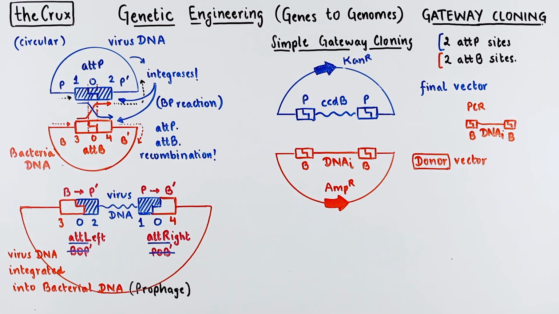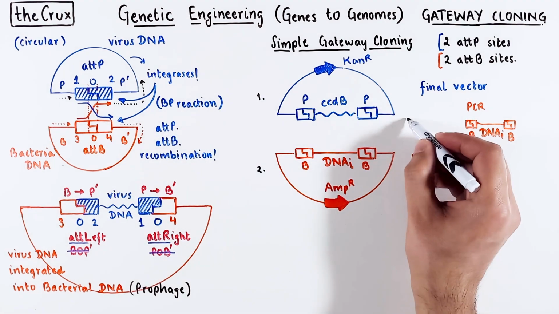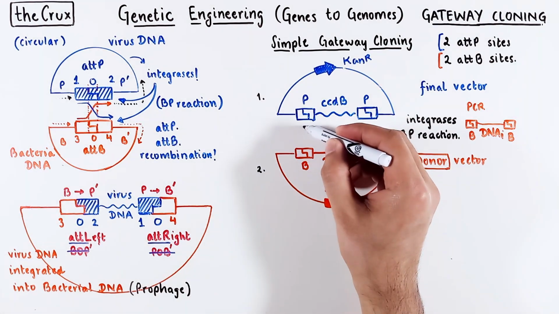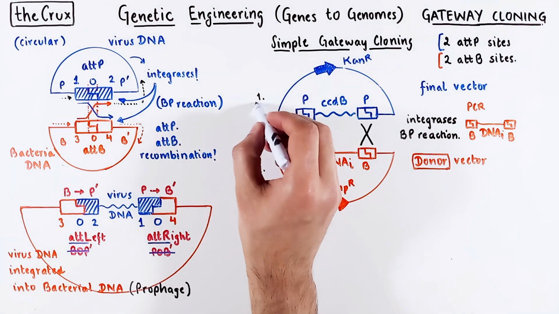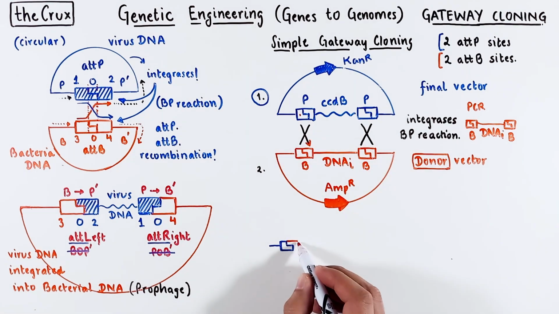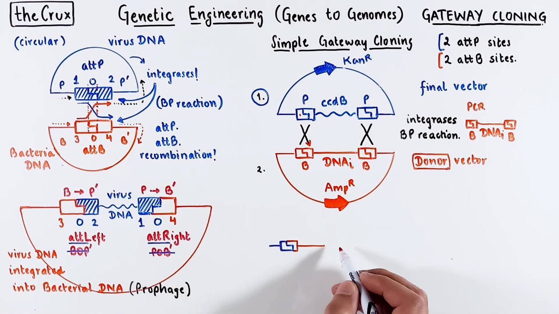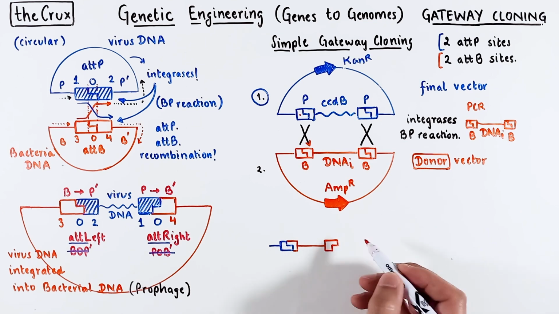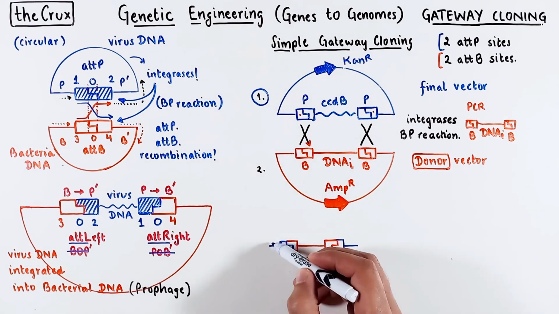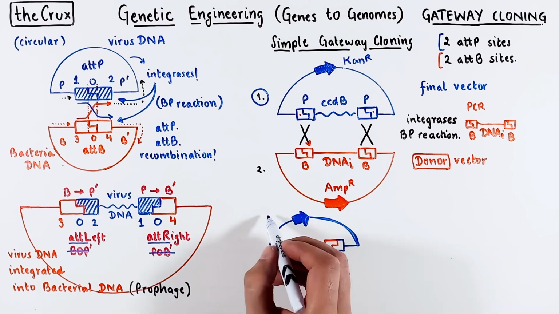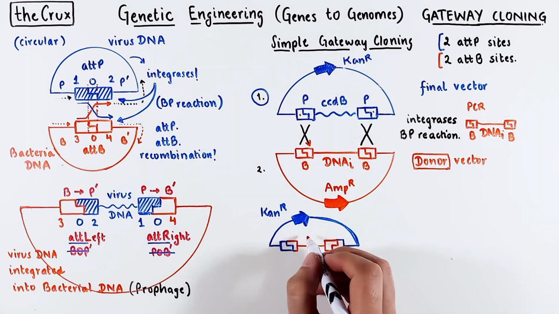For gateway cloning, you take these two plasmids and combine them with integrases in a BP reaction. This causes recombination between the attP and attB sites. So now we can redraw the final vector, and let's start with this part of attP, which gets switched with attB. And then the DNA continues until you have half of attB, which gets recombined with attP. And this comes back full circle. Essentially, we have swapped DNA into the final vector.